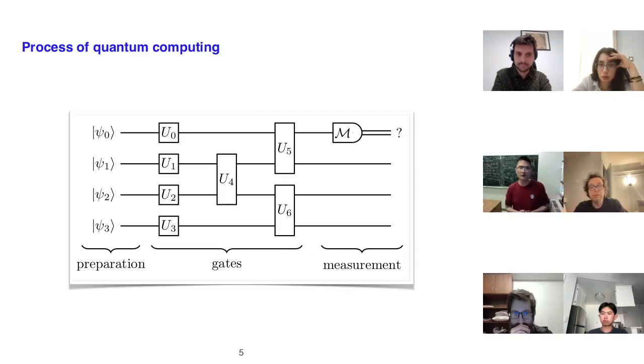So the process for quantum computing is then as follows. We start by preparing some initial states, which typically is a product of some simple states. And then we apply a sequence of quantum gates to modify the states according to the algorithm. And then eventually we read out the state by making a measurement.